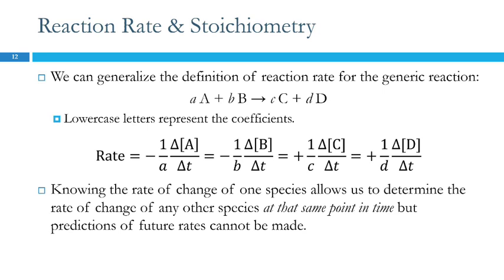So if we know the rate of change of one of these species, say we knew the rate of change of B, we know delta B over delta t, we can use this relationship and figure out what the rate of change of any of the other things are, products or reactants, because they are all related to each other. So we can see what's happening at that moment in time, but we can't predict what's going to happen in the future, other than the rate's probably going to go down, but that's about all we can say.